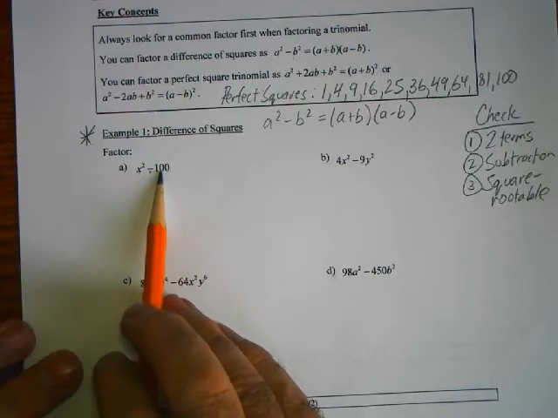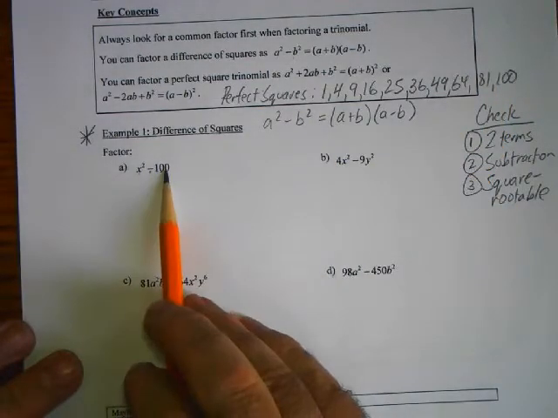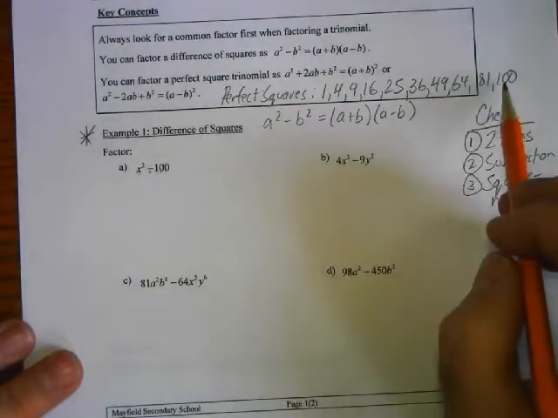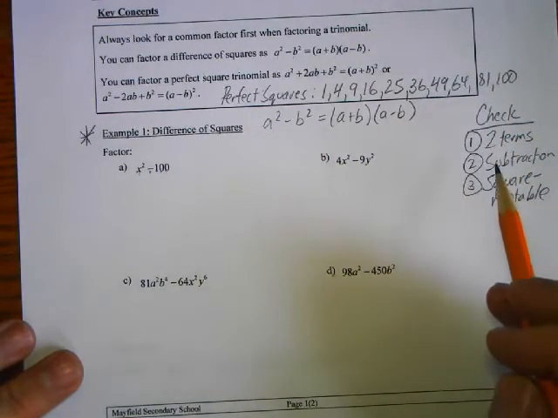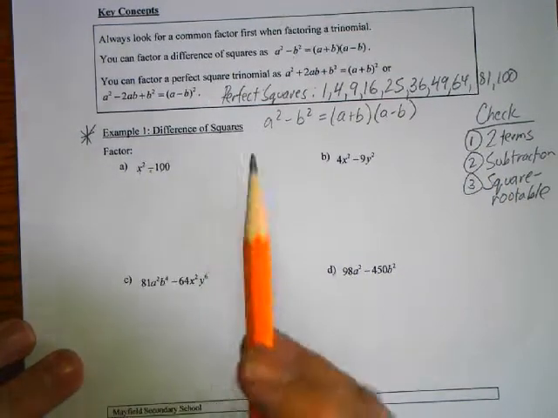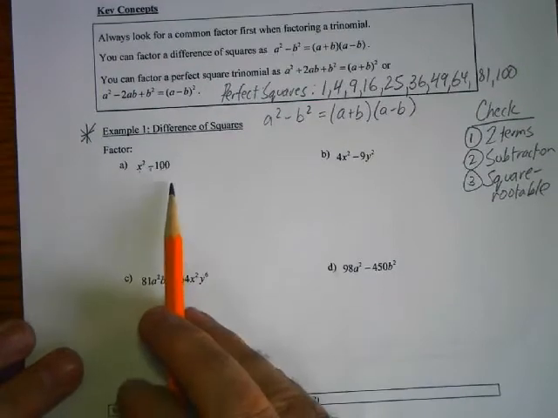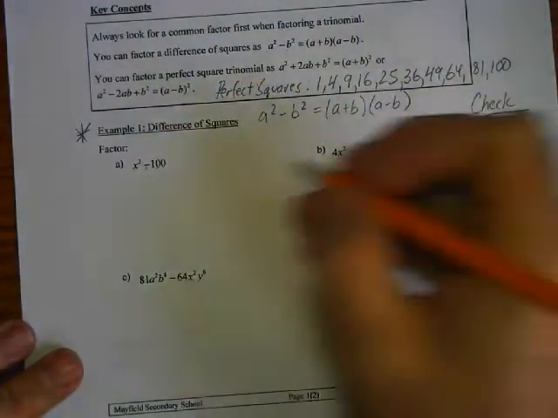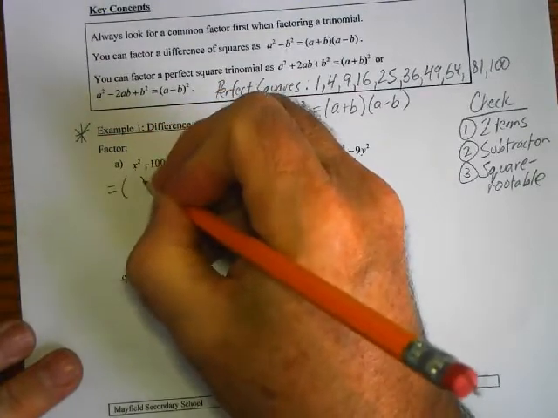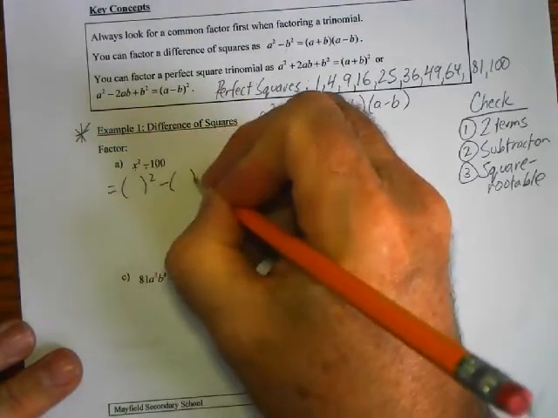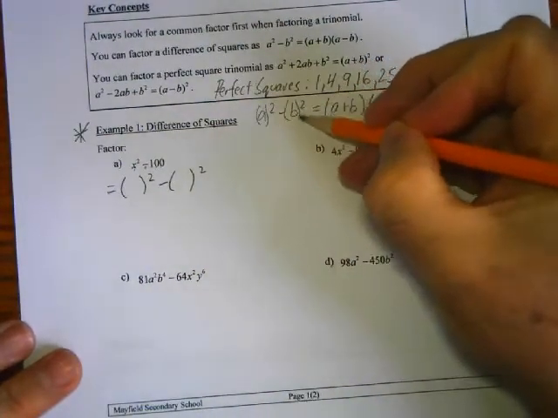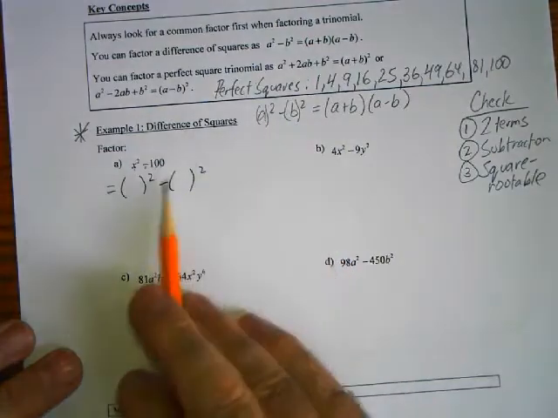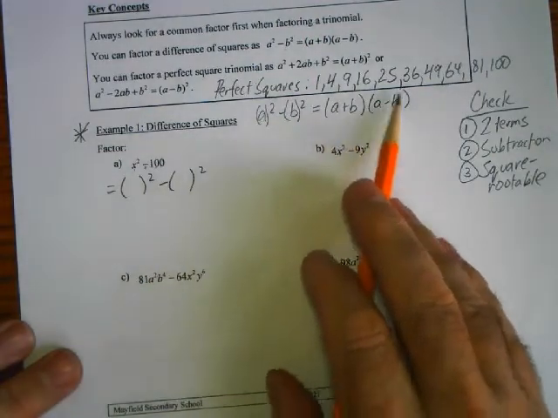And 100, is that square rootable? Yes, it is. I can take the square root of 100, and it's a nice integer, 10. So square rootable means if I took the square root of it, would I get a nice integer if it's a number? Okay, so if it's 101, it's not square rootable. So once those 3 things have been checked, you immediately do this. You want to put it in the form like it is up here. We want to know what is the a and what's the b so that we can write our factors on the next step.